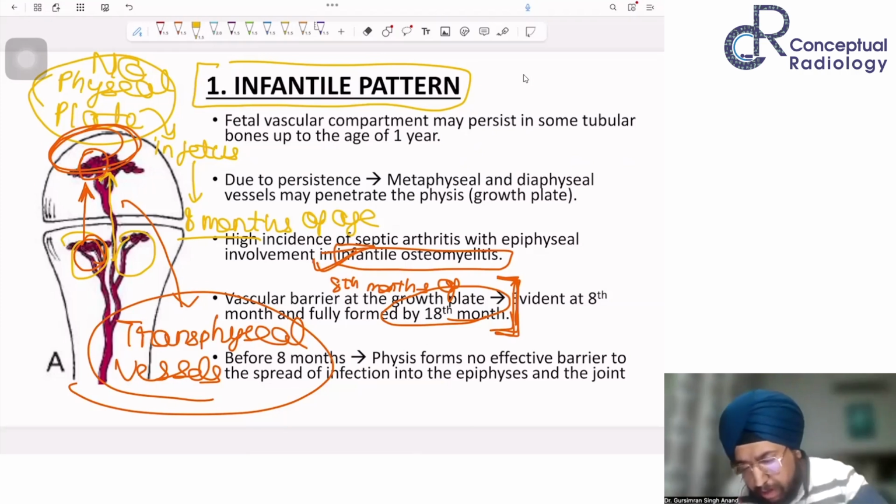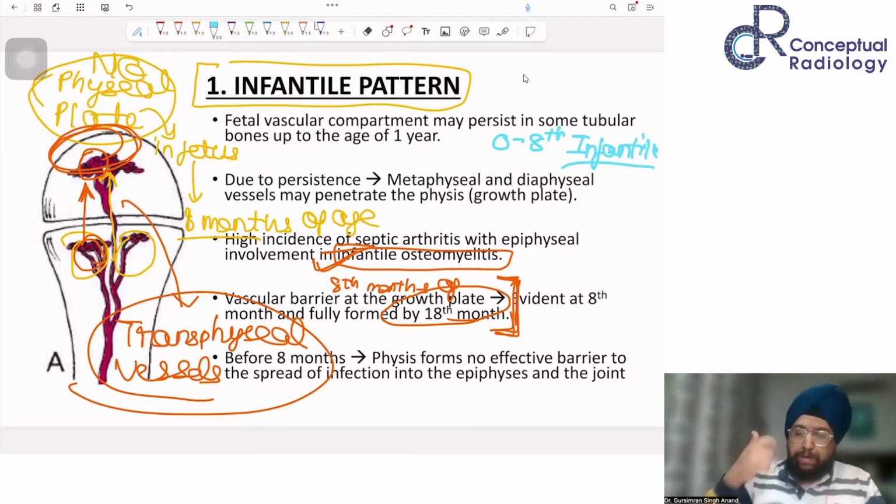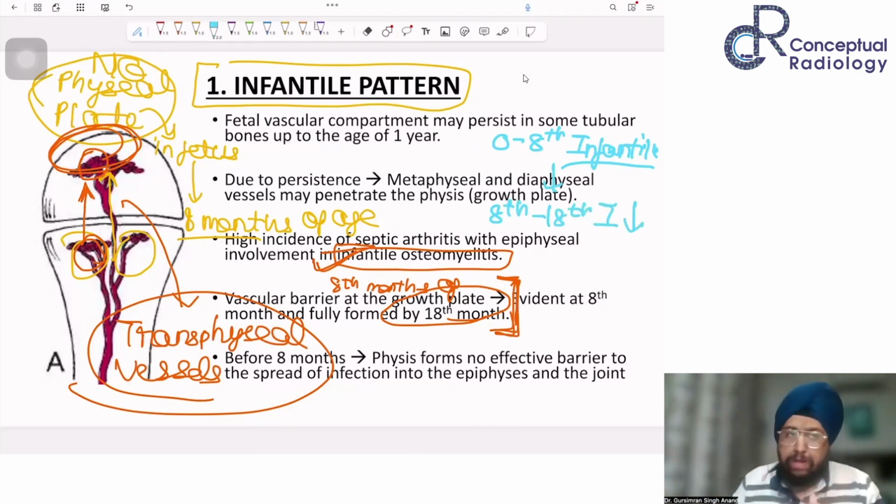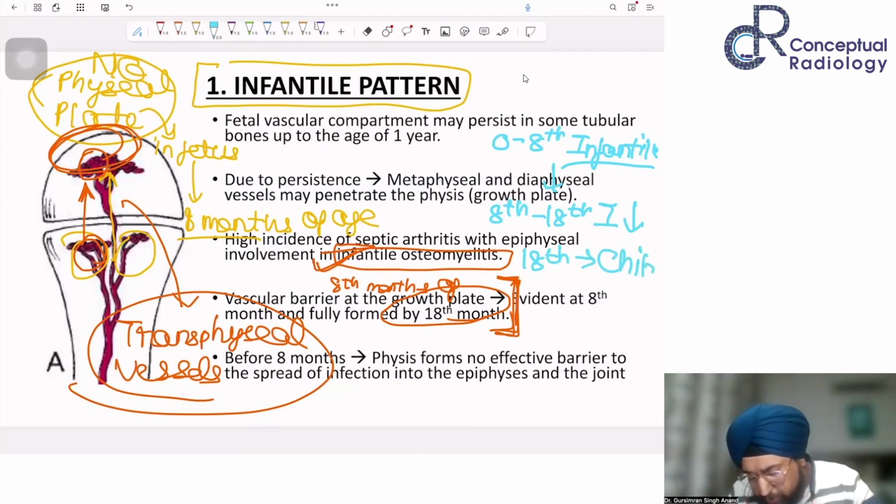I'll repeat it once again. From 0 to 8 months, it's the infantile pattern which predominates. What is the infantile pattern? That we have a high incidence of septic arthritis and epiphyseal involvement in a case of infantile osteomyelitis. After 8 months to 18 months, the infantile pattern starts to decrease, and after the 18th month, it's the childhood pattern which takes over.